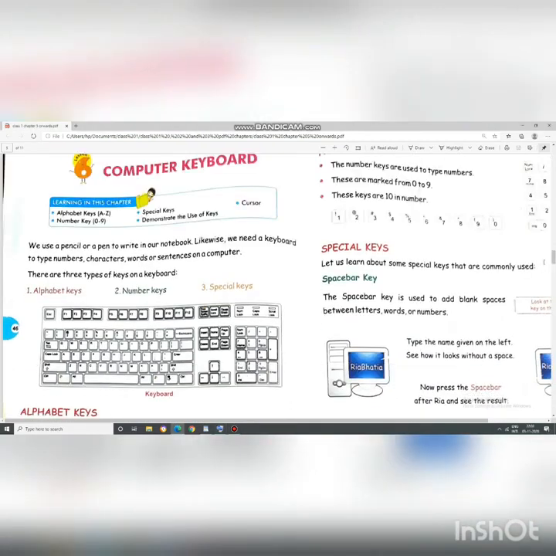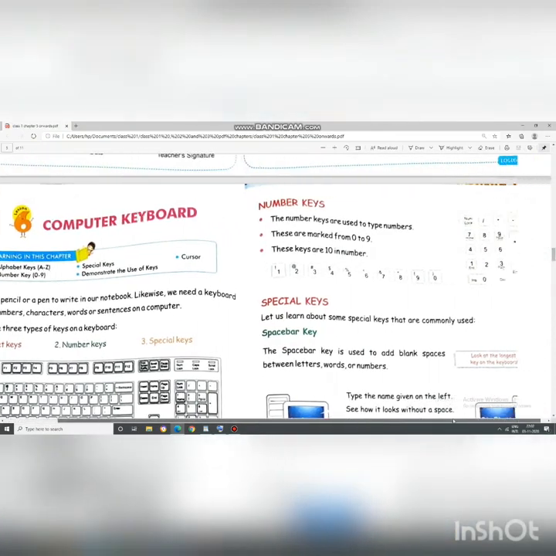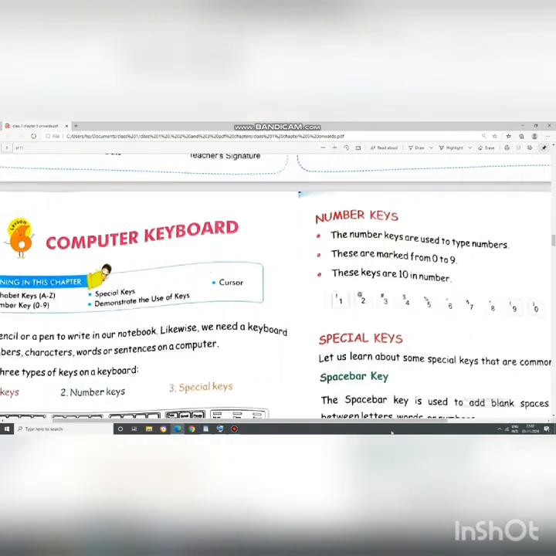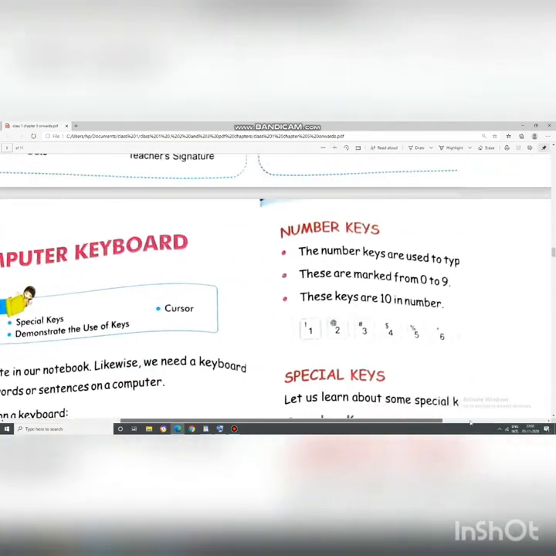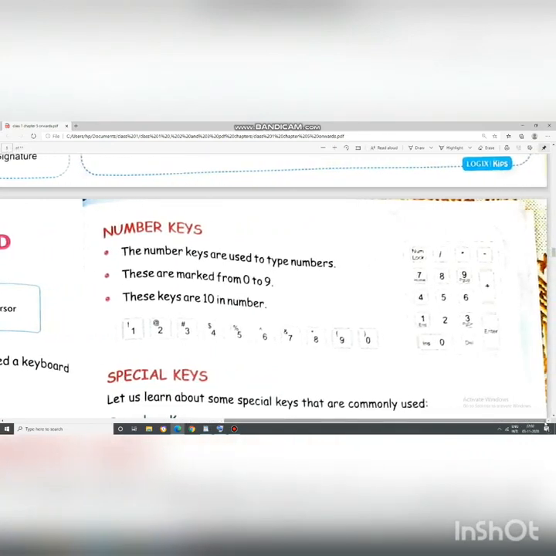And what is the next key? It is the number keys. What are number keys? I hope you remember the numbers, right? How many single digit numbers are there? Starting from 0 to 9, right? So if you count 1, 2, 3, 4, 5, 6, 7, 8, 9 and 0, it comes up to 10.